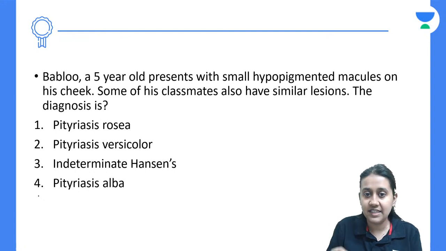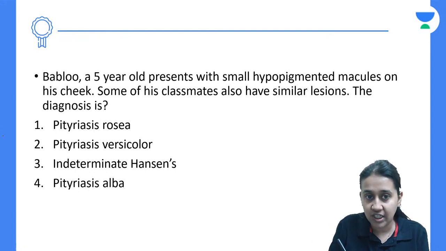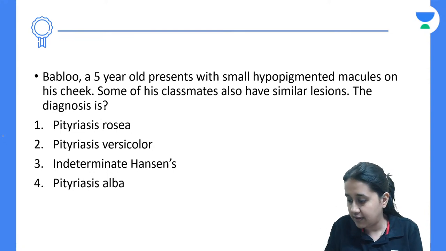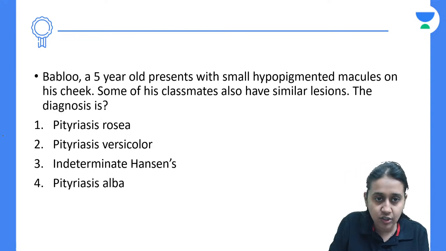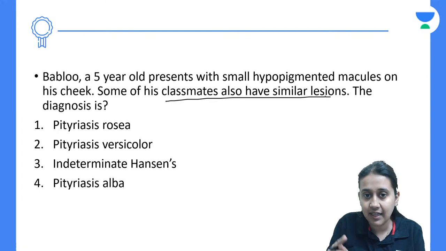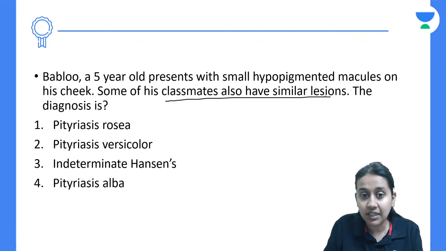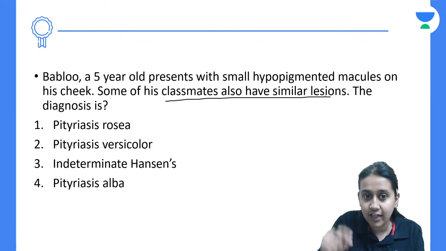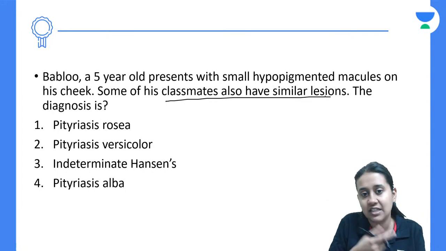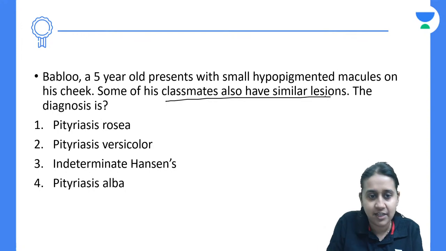A 5-year-old presents with hypopigmented macule on the cheek, and other classmates also have it. Now here, one thing which you have to keep in your mind, please remember, history of having the lesions in the classmate here doesn't mean that it is a communicable disease, but it gives you an idea that this disease is very common in that particular age. Obviously everybody studying in the same class will be almost of the same age.